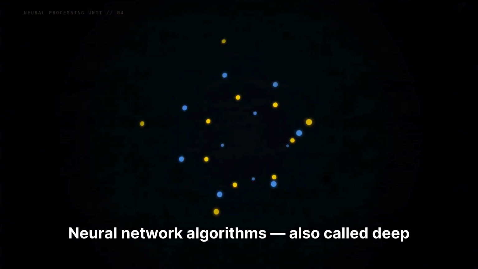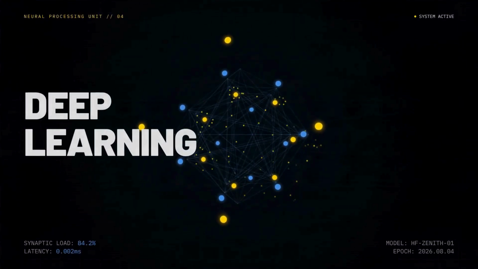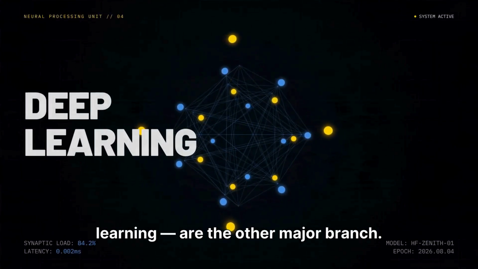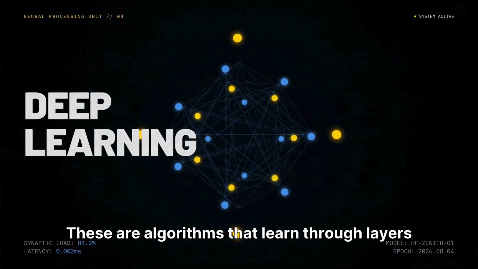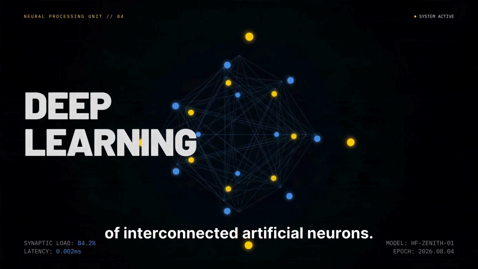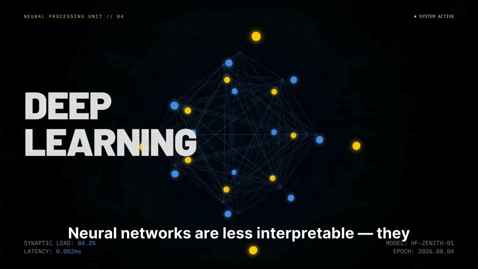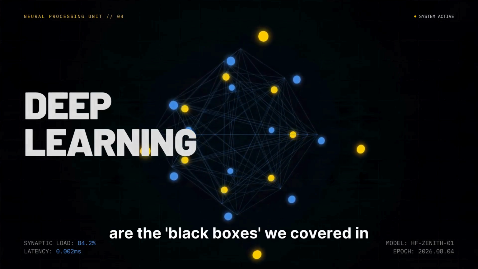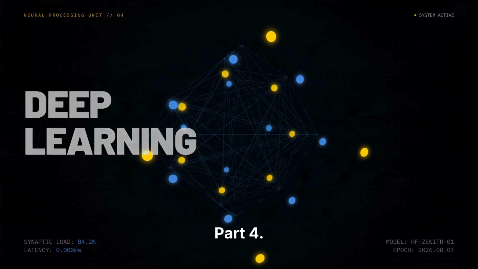Neural network algorithms, also called deep learning, are the other major branch. These are algorithms that learn through layers of interconnected artificial neurons. Neural networks are less interpretable. They are the black boxes we covered in part 4.